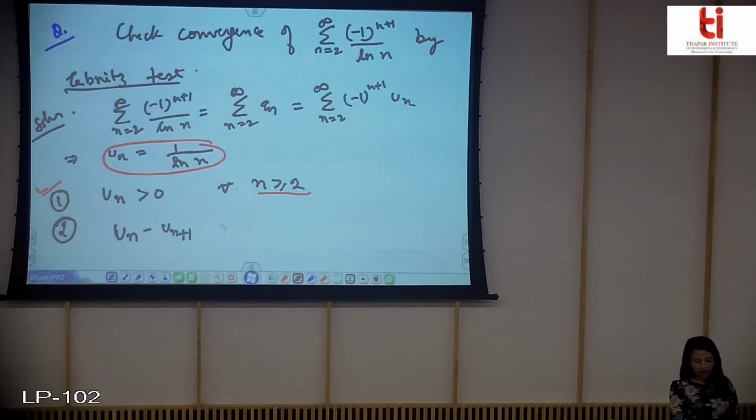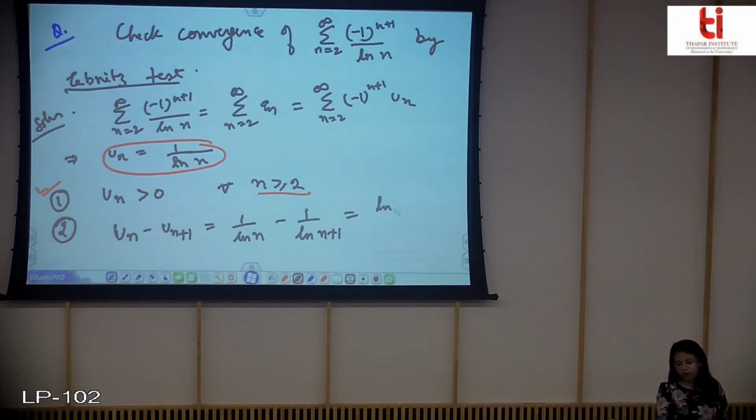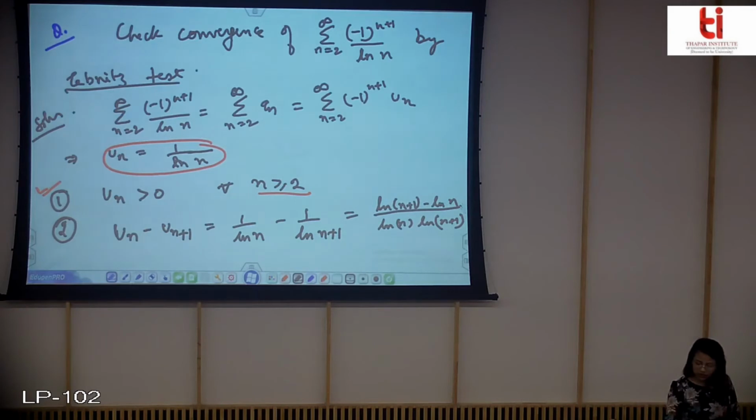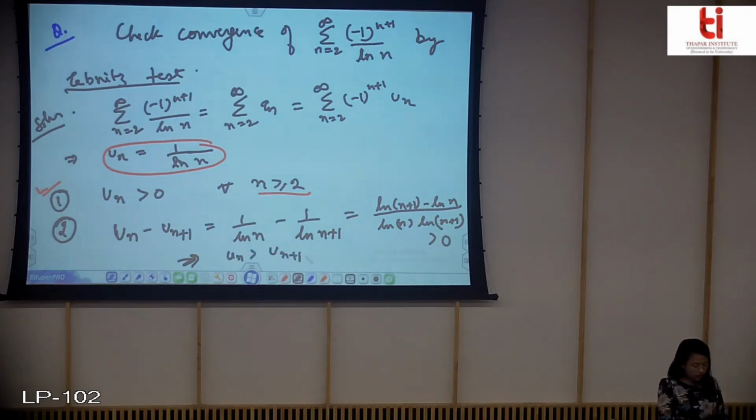So I have two ways to find this. If I do un minus un plus 1, what will I get? This will be equal to this. Now you can see that this one will be greater than 0, and what does this imply? This implies that un is greater than un plus 1, and this implies that un is decreasing. So we got a tick mark in the second condition also.